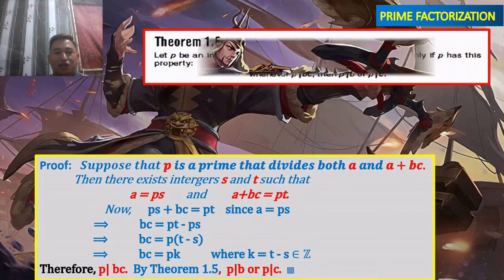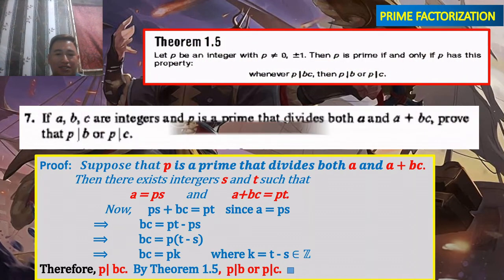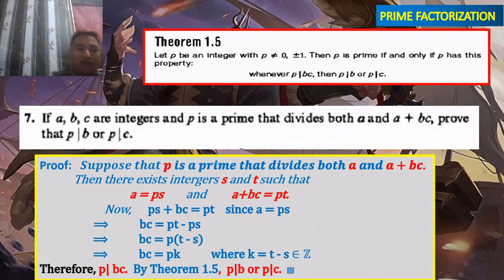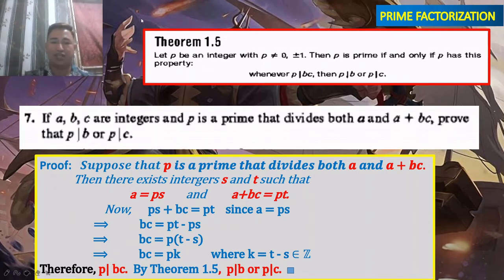Okay. So, exercises now. Number 7, which I picked: if a, b, c are integers and p is a prime that divides both a and a plus bc, prove that p divides b or p divides c. We will use Theorem 1.5 here. Suppose that p is a prime that divides both a and a plus bc.